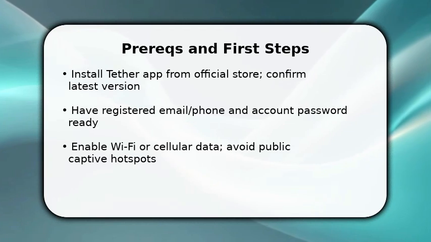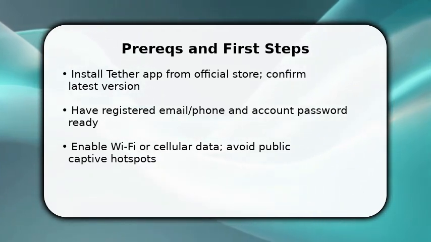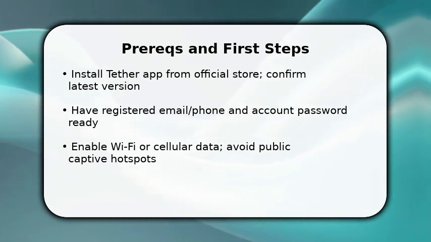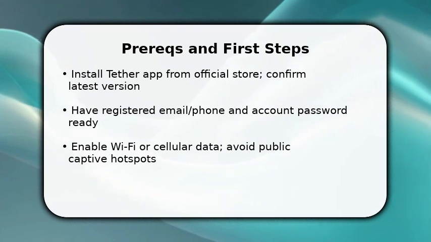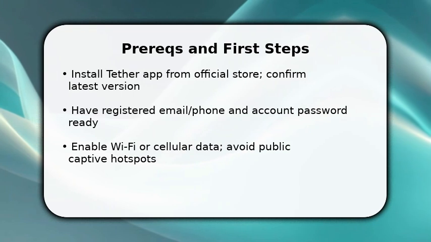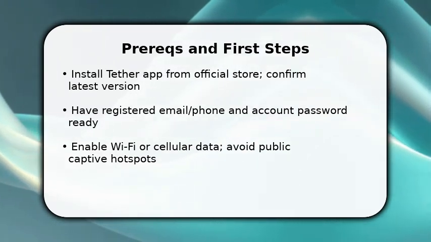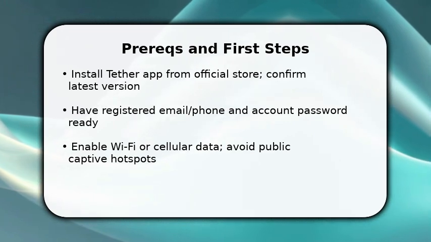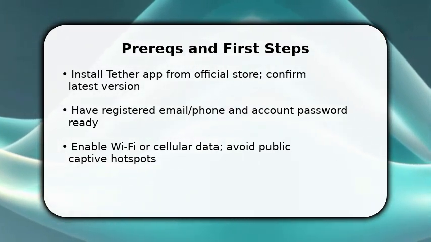You start by confirming prerequisites so you won't get stuck. Make sure the Tether app is installed and updated. Once done, open it. You should have your registered email or phone and your password at hand because the first screen asks for credentials immediately. Also confirm a stable internet connection. This reduces timeouts and multi-factor prompts. If you use a company account, have any device approval app ready. Now tap Sign In to begin the authentication flow.